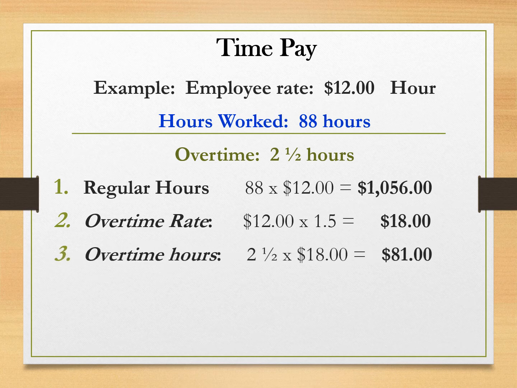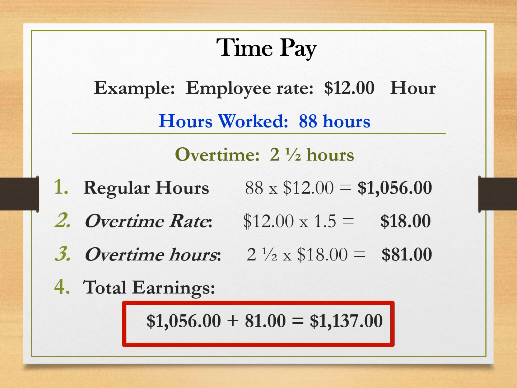The third step is to now calculate our overtime hours. So we will take the 2.5 hours and multiply that by our overtime rate, which will give us $81. The last step is to calculate now our total earnings. We will take the regular hours of $1,056 plus the total for overtime, which was $81, which will give us total gross earnings of $1,137.